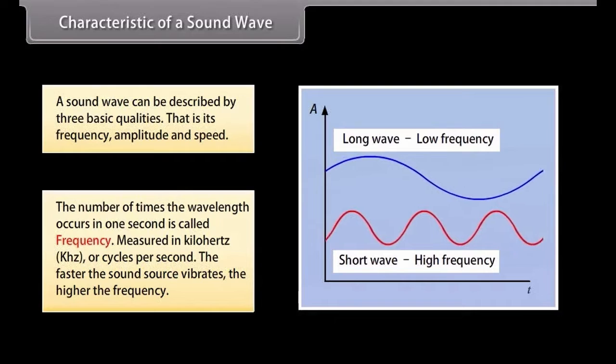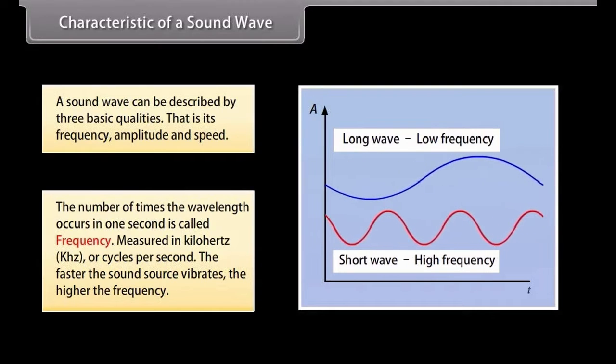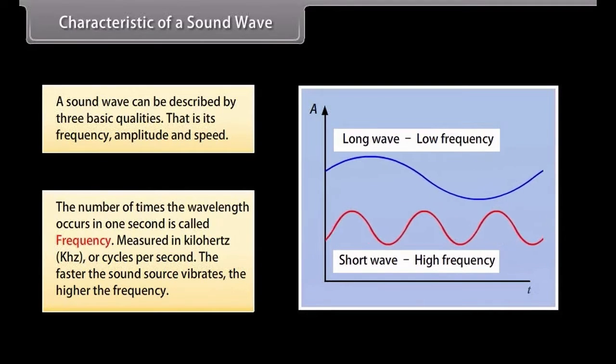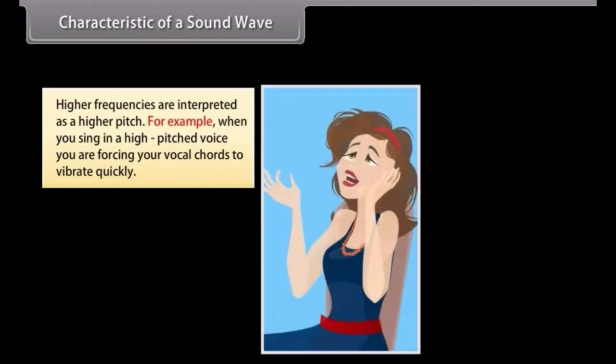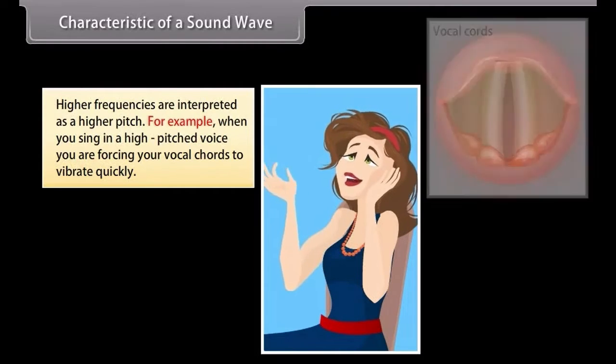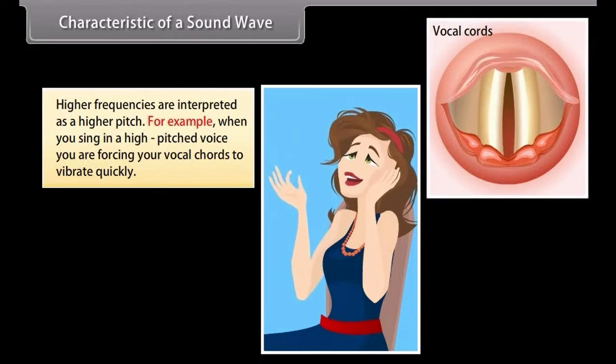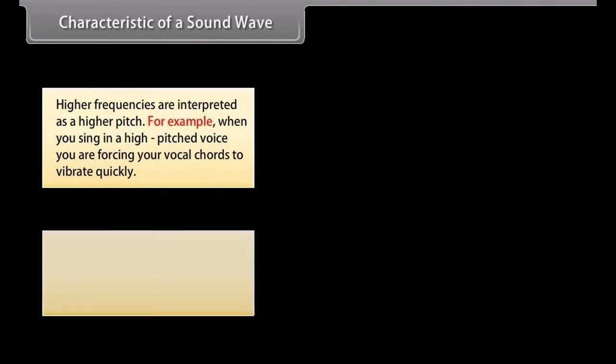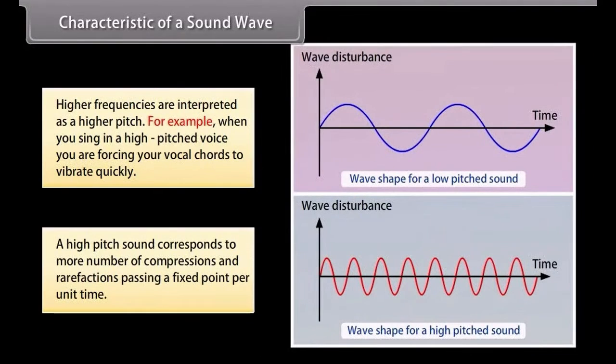The faster the sound source vibrates, the higher the frequency. Higher frequencies are interpreted as a higher pitch. For example, when you sing in a high-pitched voice, you are forcing your vocal cords to vibrate quickly. Thus, a high-pitched sound corresponds to more compressions and rarefactions passing a fixed point per unit time.